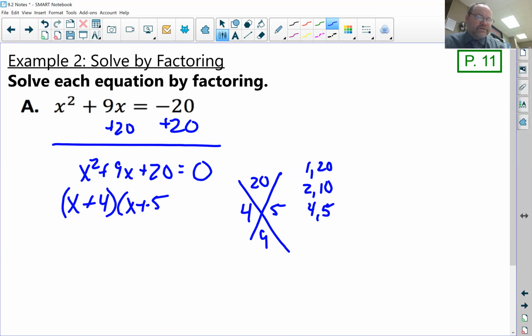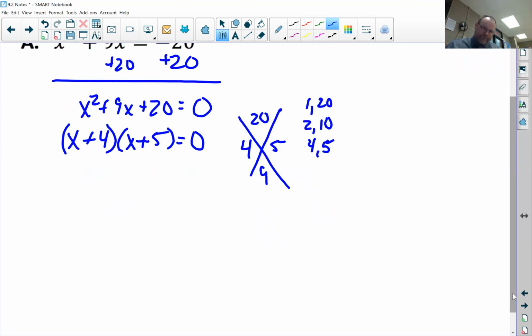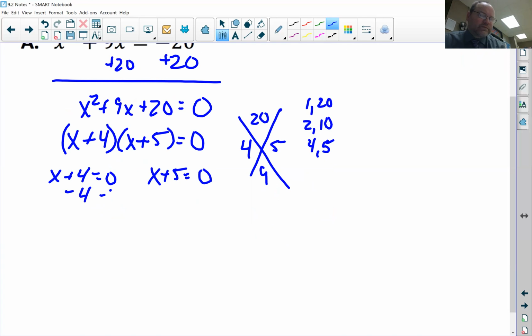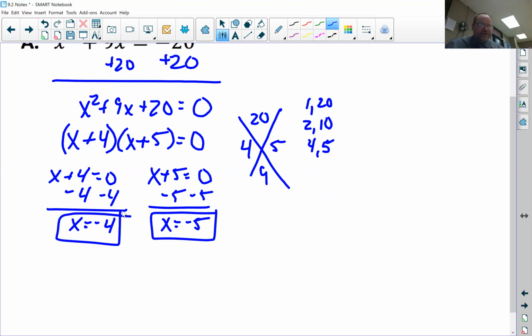A very common mistake that students make is they get to the factor part and then they say, okay, my answer is 4 and 5. And they are not. They forget that we then need to take each factor and set it equal to 0. And so our solutions for this equation is x equals -4 or x equals -5. Those would make the equation true.